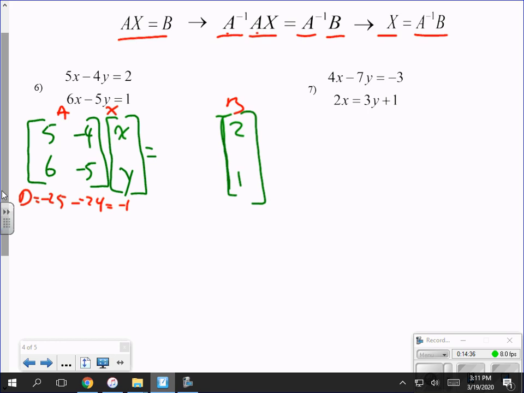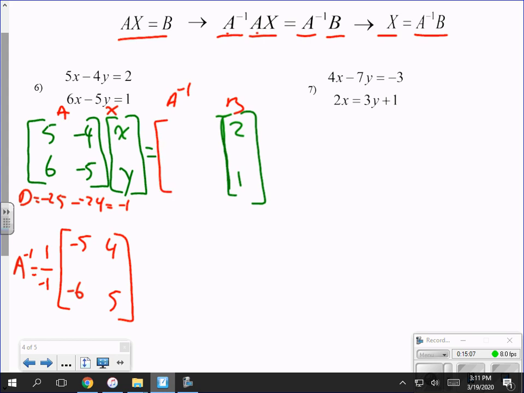Because that means to find A inverse, I take 1 over the determinant, 1 over negative 1, which is negative 1, times A with the 2 diagonals swapped, negative 5 and 5, and then I change the sign of the other 2 numbers, so I get negative 6 and positive 4. And then when I get my inverse, I just multiply all of these times negative 1, and that will give me A inverse as 5, 6, negative 4, negative 5.